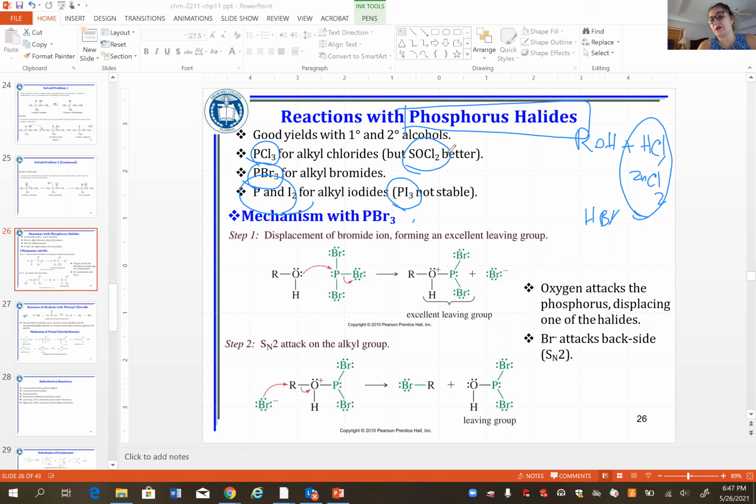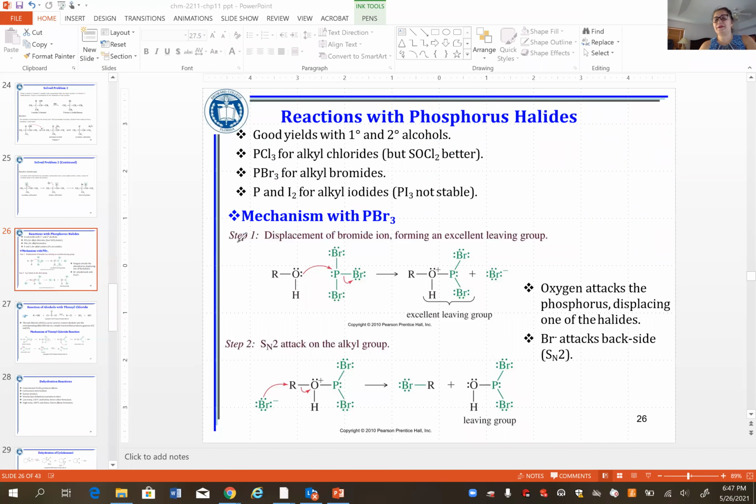Thionyl chloride is going to work better, because thionyl chloride, just like the zinc chloride, is going to react with the OH, and it makes the leaving group a better leaving group. Okay. With the PBr3, this is just the example with the PBr3.